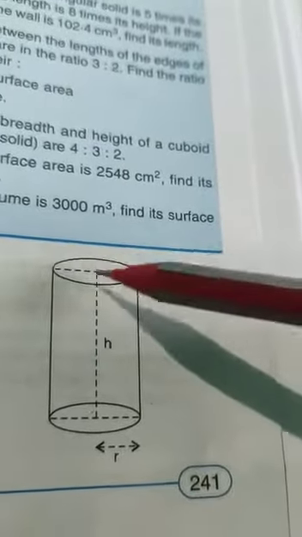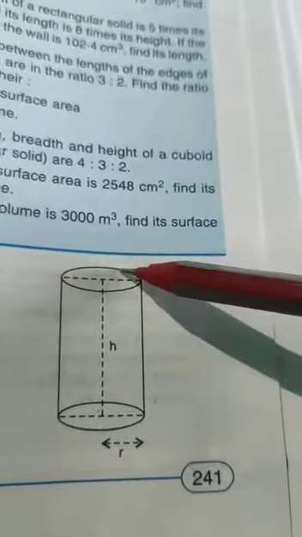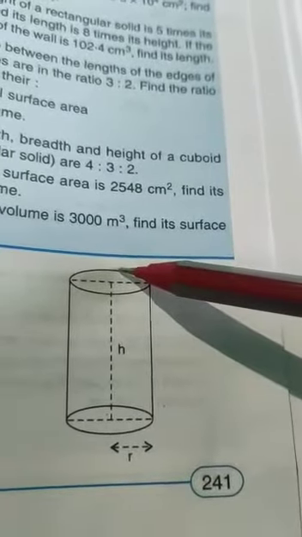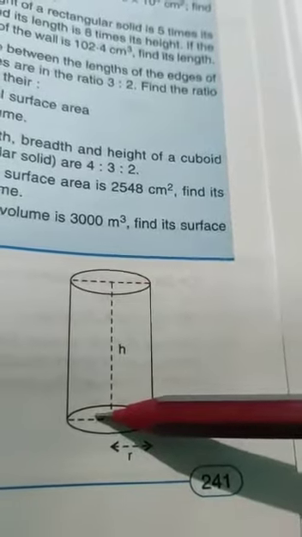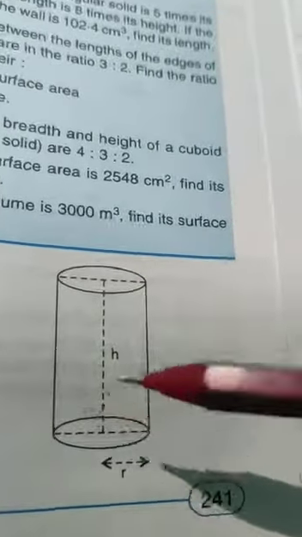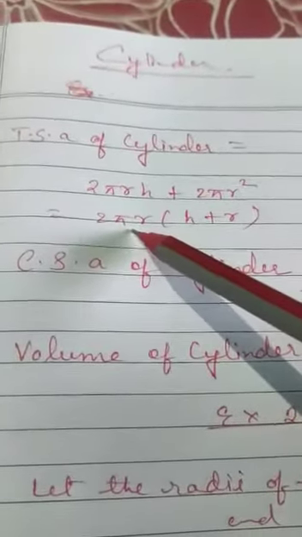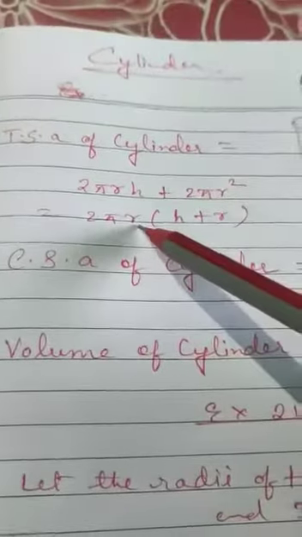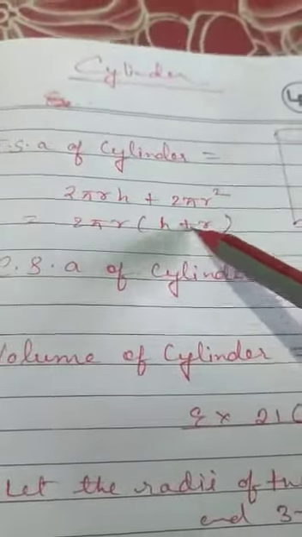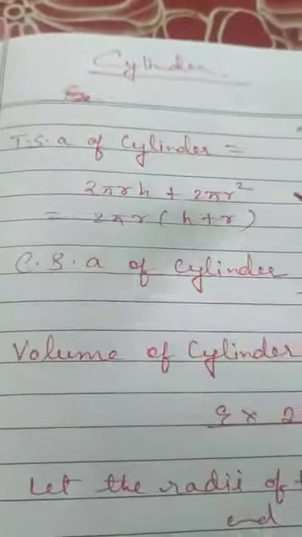And now the area of this circular cross section is pi r square, so for two of them it is 2 pi r square. See here, 2 pi r h plus 2 pi r square. Take 2 pi r common. What is left inside? h plus r. This is your total surface area of the cylinder.